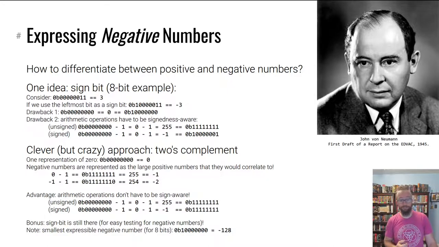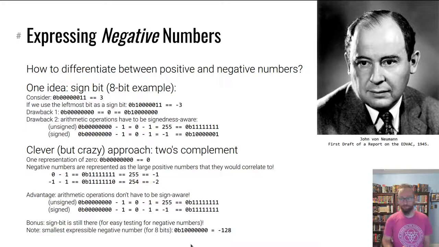Now, in 2's complement, the smallest expressible negative number for an 8-bit byte is negative 128. It's 1 followed by all zeros. If you were looking at it as an unsigned integer, it would be 128. If you subtract 256 from that, you end up with negative 128. That's its value in 2's complement when you're thinking about it in the context of it being signed.